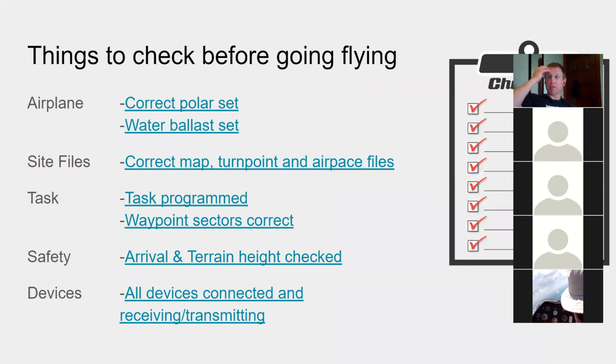So that's actually most of the settings that you can set up there. I made a little checklist of things to check before you go flying. So make sure your polar is set. If you're following along with my PDF, you can click on these things and it'll take you to the page where that's set up. So set your quick polar, water ballast if you're using water ballast.